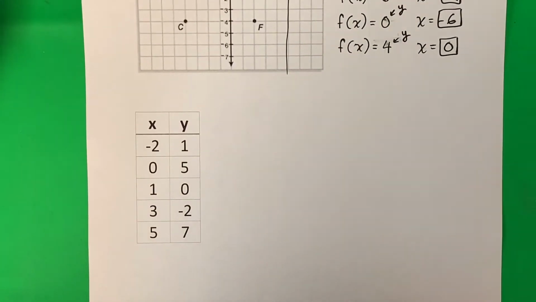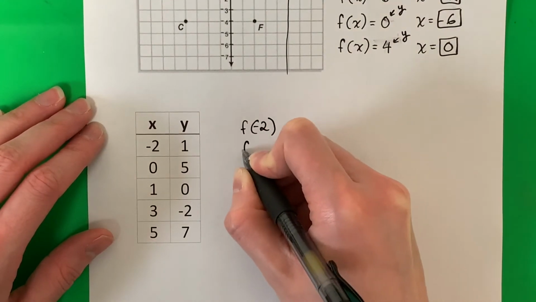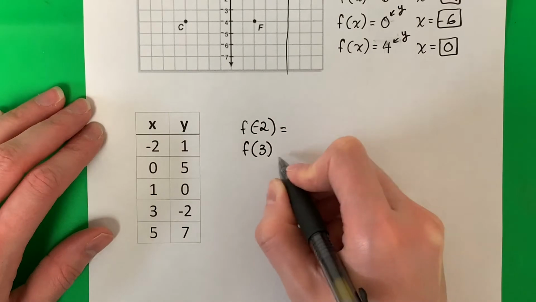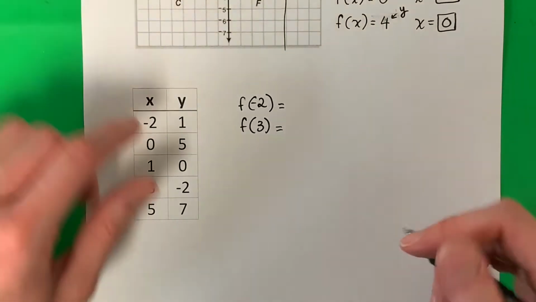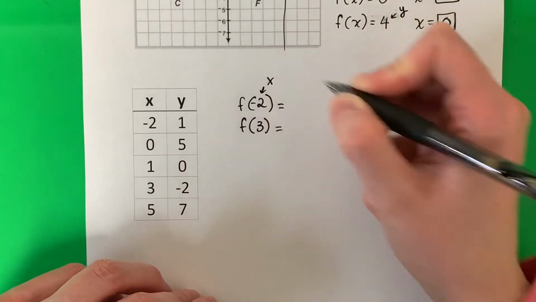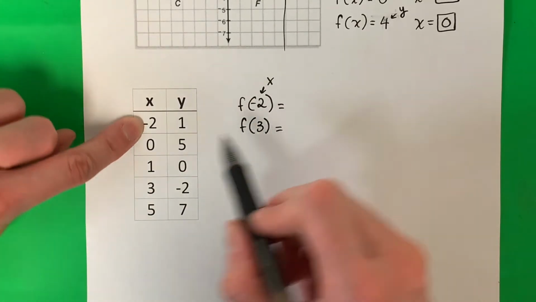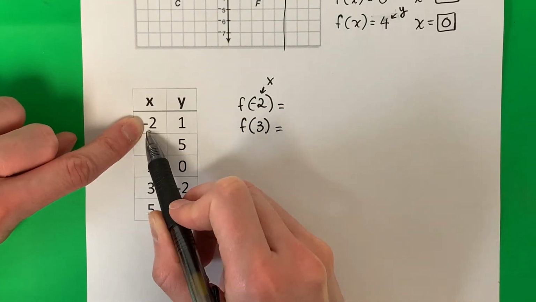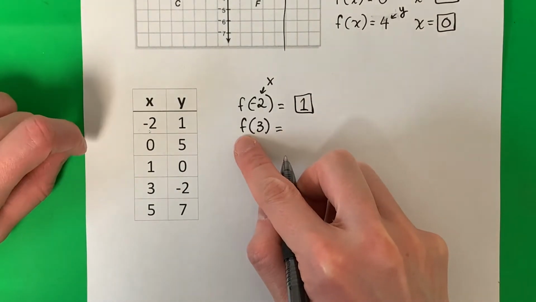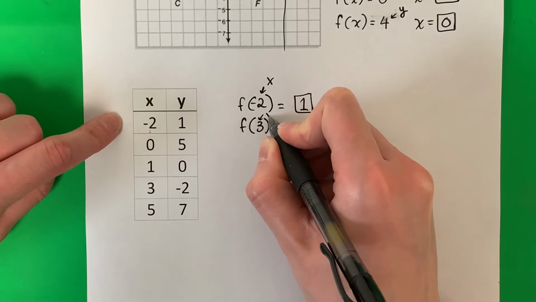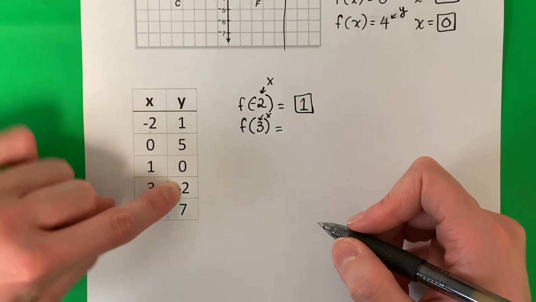Let's take a look at this one. Okay, so let me give you a couple of examples here. I have f of -2. -2 is inside the parentheses, so that is x. So I need to find x equals -2, and who is the partner? 1. Here I have f of 3. 3 is inside the parentheses, that is x. So I go to x equals 3. Who's the partner? -2.